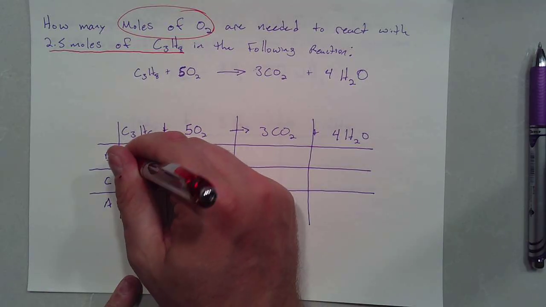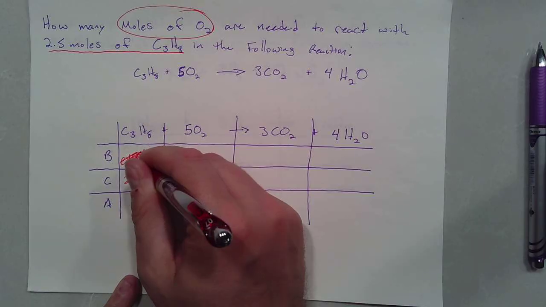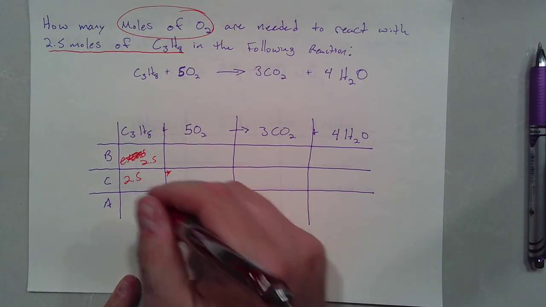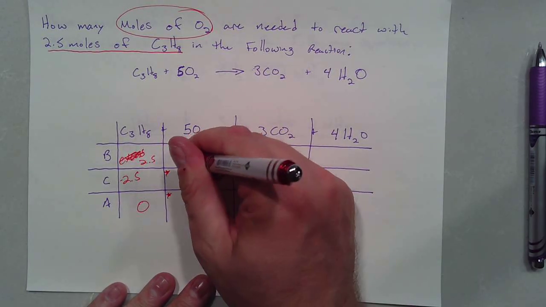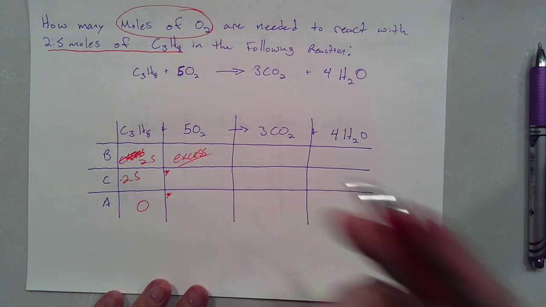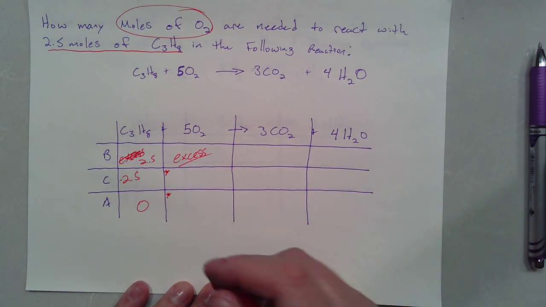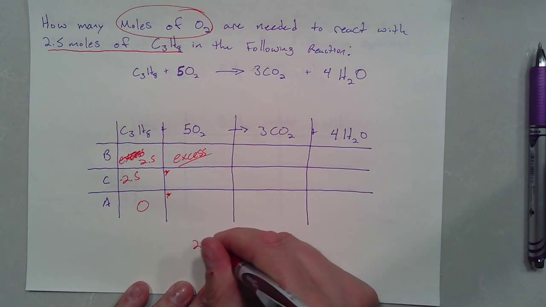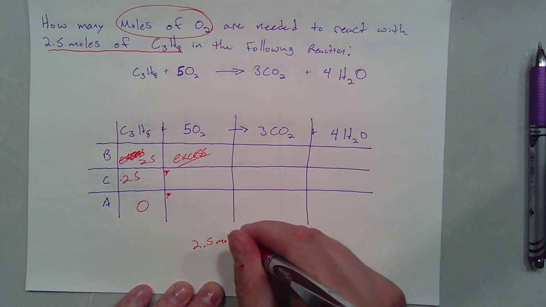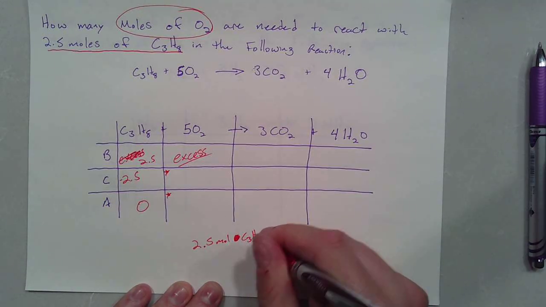So we can assume we're going to start with excess or 2.5. I guess you could start with 2.5 here too, because I want to use all of it up. So 2.5 minus 2.5 is 0. However you want to work that out. This one's definitely going to be excess because I'm asking just how many do I need in order to get there. So let's look at how these things relate to each other. So I have 2.5 moles of C3H8.